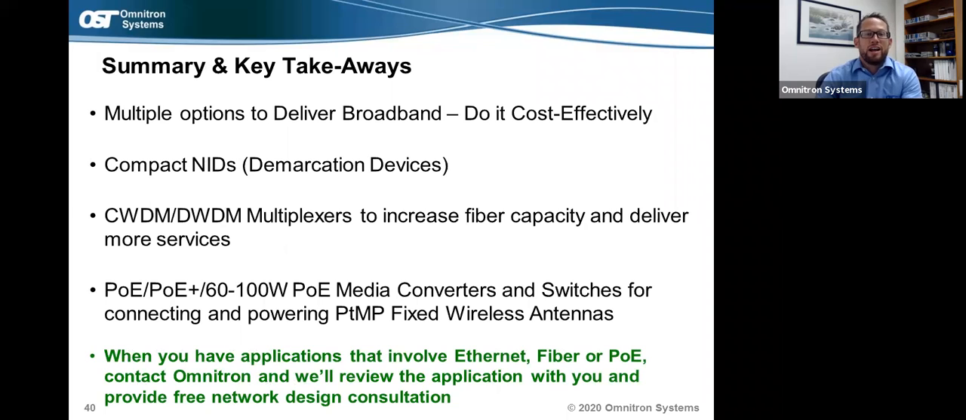So another quick summary and key takeaways from the presentation today. We know there's many and multiple options for delivering broadband, so we just want to help you be able to choose the way to do it most cost effectively. And that can be done by using Omnitron's compact NIDs and demarcation devices, as well as our CWDM multiplexers to help you increase fiber capacity, and also our power over Ethernet switches, media converters, and extenders. These are great ways to power some of those point to multi-point antennas for doing the fixed wireless services.